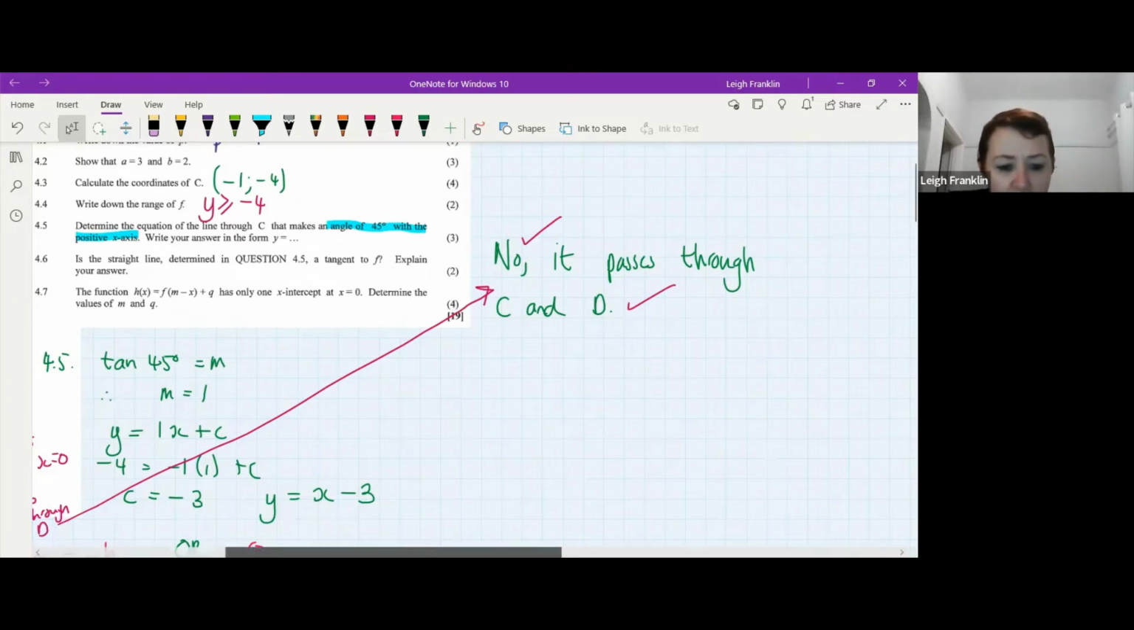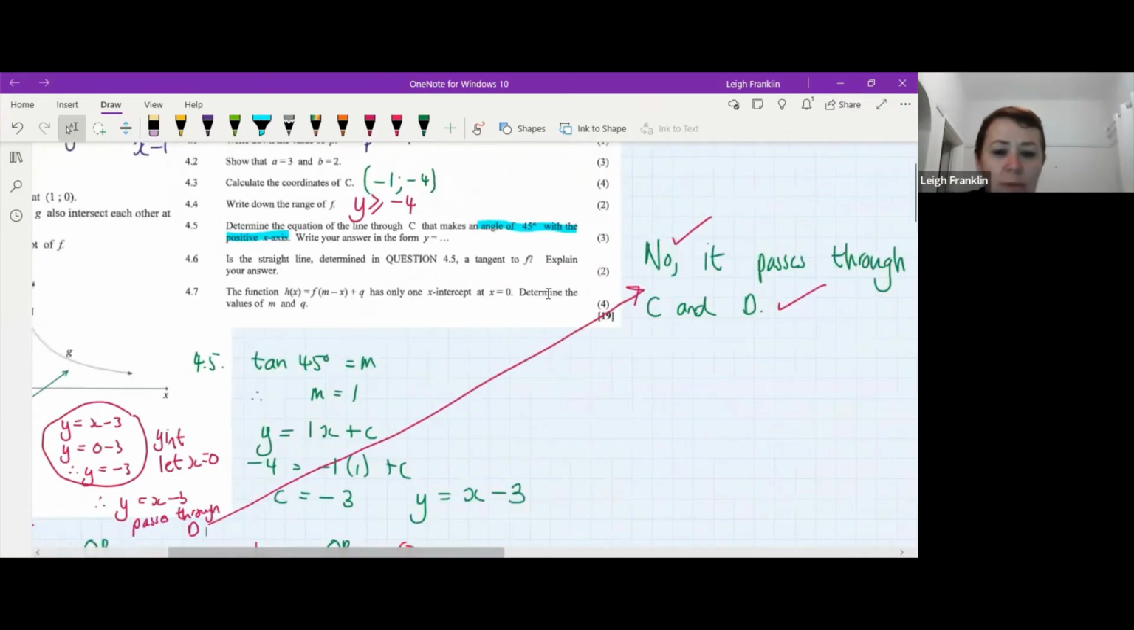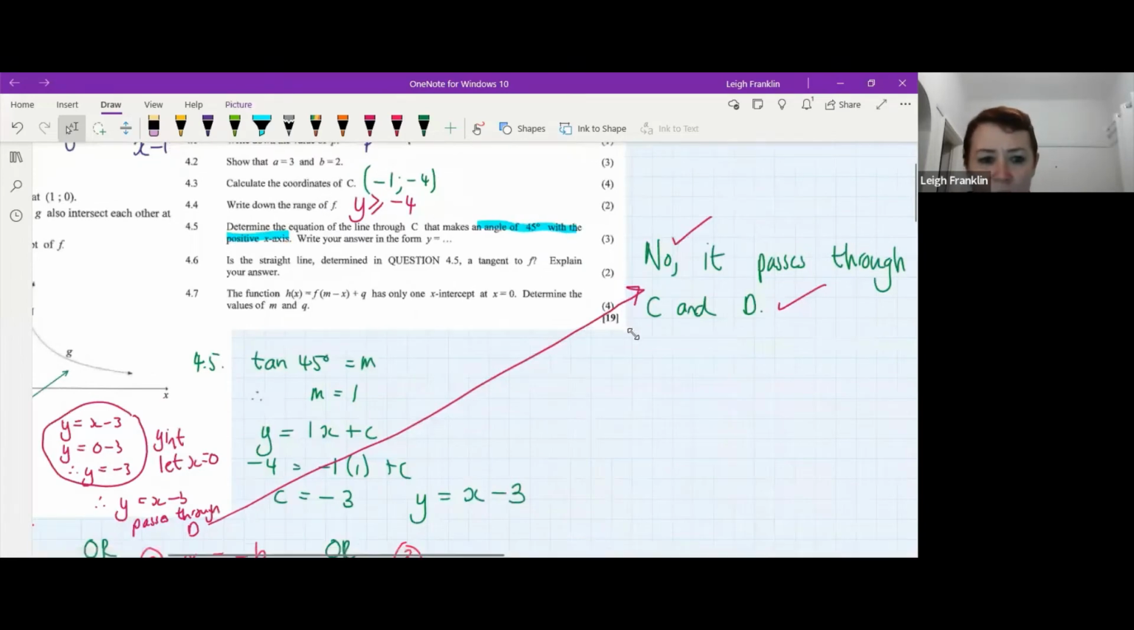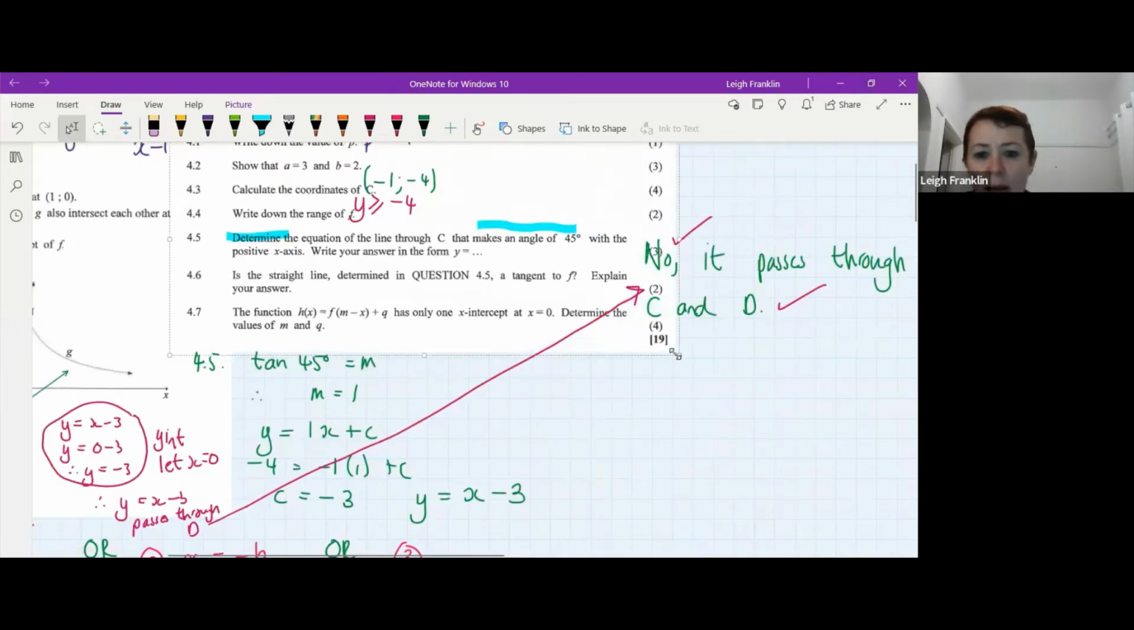Okay, guys, so let's go and have a look at this monstrous question number 4.7. Maybe what I should do is just make this a little bit bigger here. I guess it's a bit hard to read with all this writing all over the place. Okay, so the function h of x equals f of m minus x plus q has only one x-intercept at x equals 0. Determine the values of m and q.